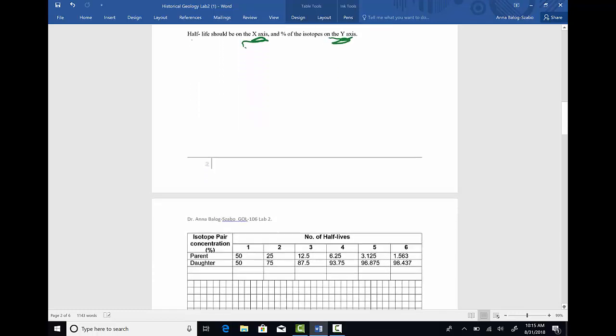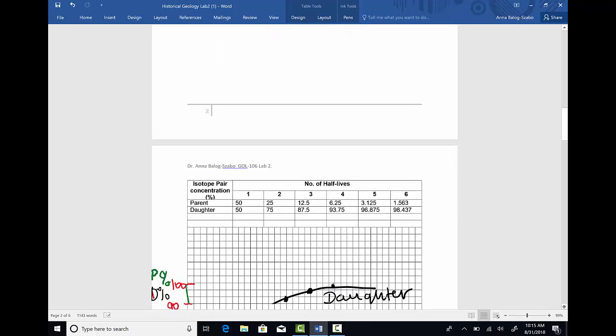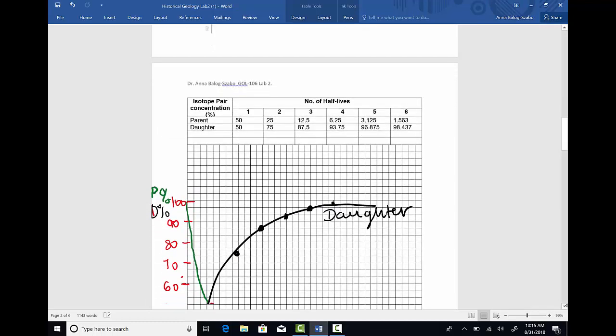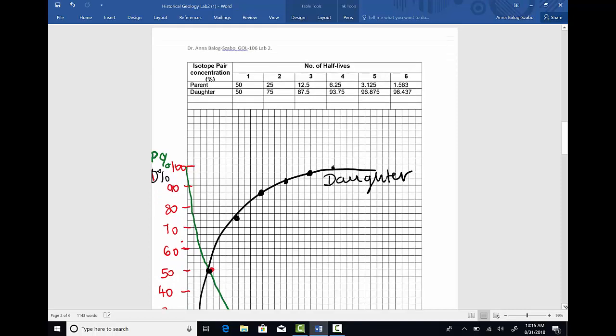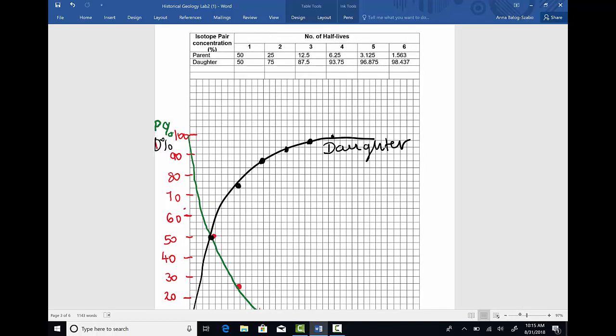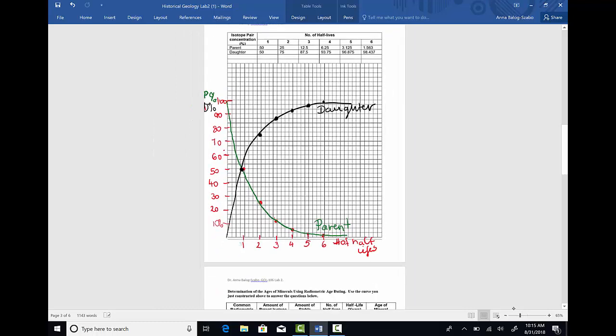So I already plotted it because it was easier for me than plotting it with you, because then it would take forever. So I already did my graph. It's a good idea to choose 4 squares for each half-life down here, and then 3 squares for every 10%. So that's the easiest way to go about it.